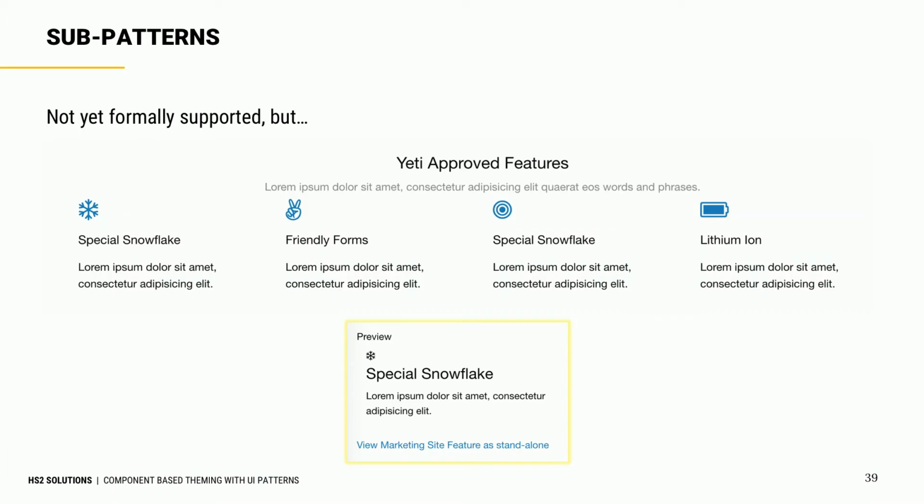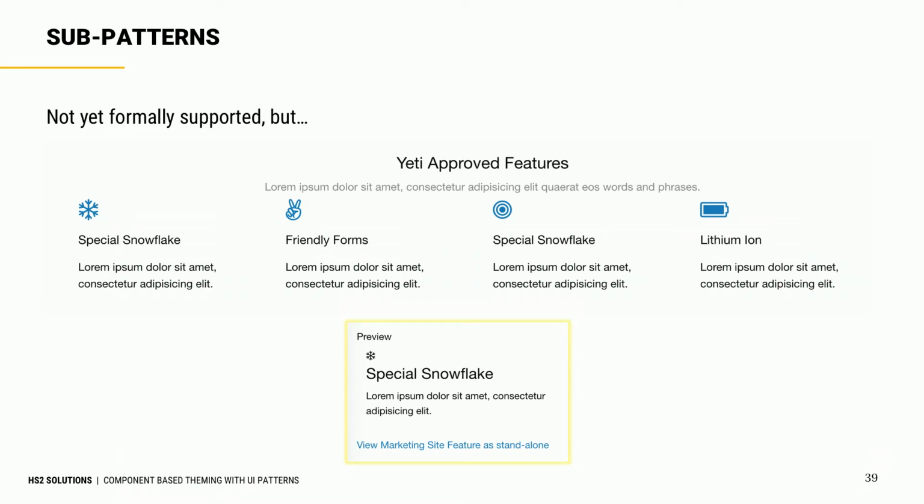So a few things that are kind of common questions I hear from people who use Pattern Lab or other pattern libraries when they're trying to take advantage of this module. Subpatterns: what about patterns that have patterns inside of them? Not an uncommon thing. It's not formally supported by the UI Patterns module at the moment, but there are some ways that you can do that with paragraphs, for example.